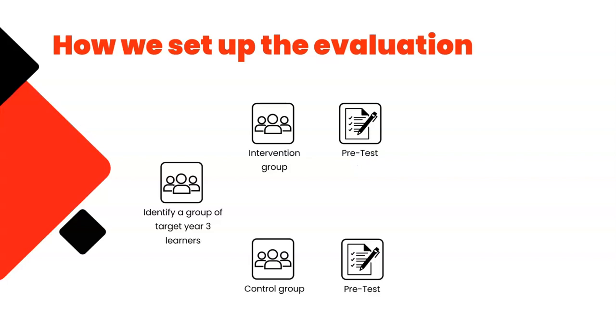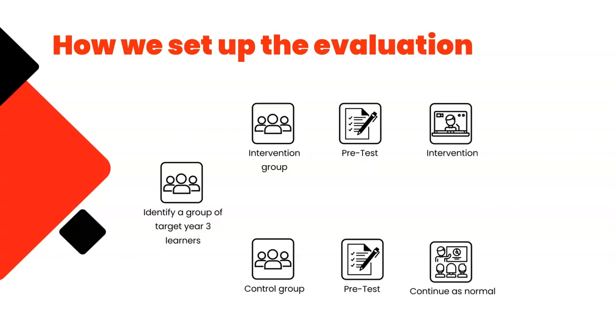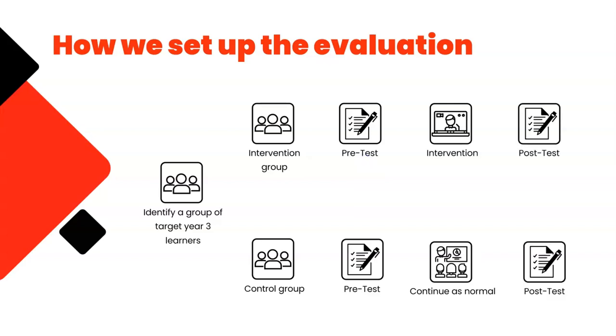Then all the students complete the pre-assessment, so the intervention and the control. The intervention students then complete 6 peer tutoring sessions, while the control group students continue as normal. And then both groups complete the post-assessment. And then after the post-assessment is done, the control group can start the peer tutoring sessions.